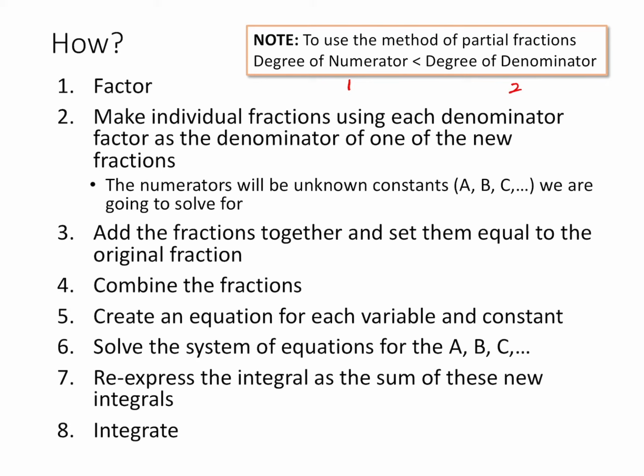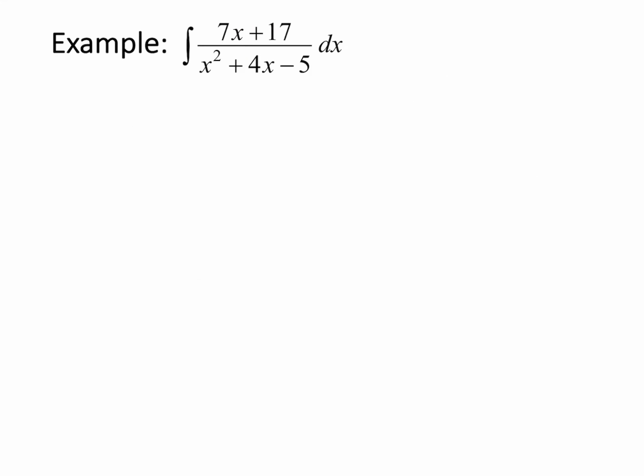So let's look at an example of going through this process for the original function that we were looking at. Let's say we want to integrate 7x plus 17 over x squared plus 4x minus 5. The first thing that we are going to want to do is factor. So we'll look at the 7x plus 17 over x squared plus 4x minus 5. There's nothing that can factor in the numerator, so we'll look at the denominator.